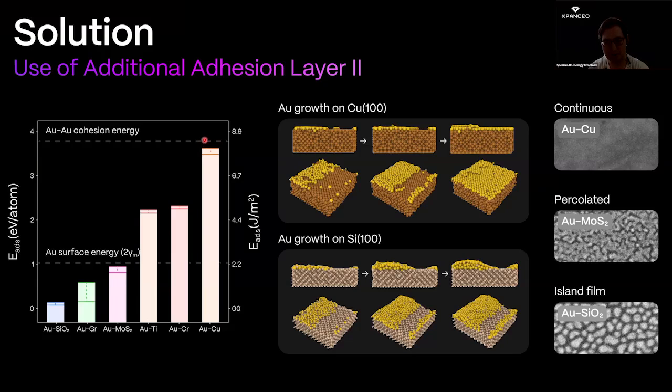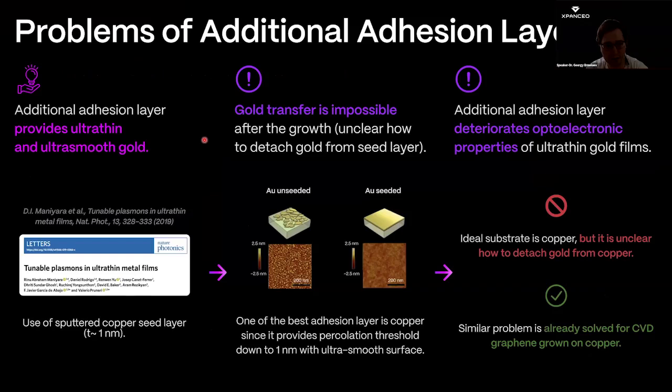But there are several problems with this technique. It produces an additional adhesion layer, provides ultra-thin and ultra-smooth gold, and it was shown in numerous publications. But the problem is you cannot transfer your gold from the copper. You don't need gold on copper, you need it on some device. So after the growth, it is unclear how to detach gold from the seed layer. And the second problem is that the additional adhesion layer usually deteriorates the optoelectronic properties of ultra-thin gold films. And hence, the ideal substrate is copper, but it's unclear how to detach gold from copper.